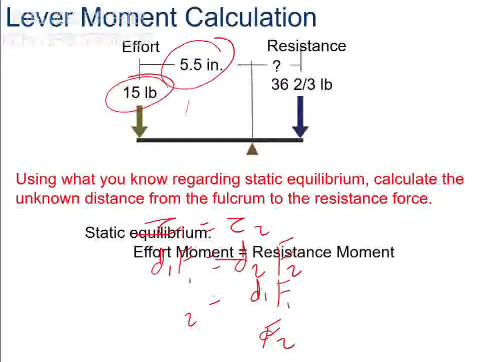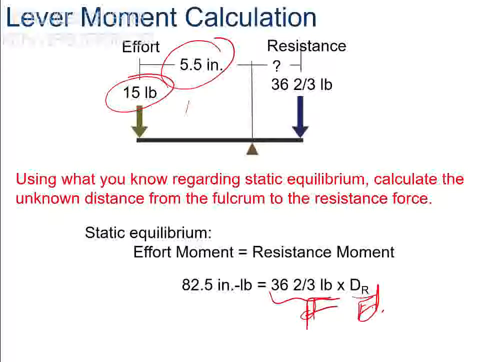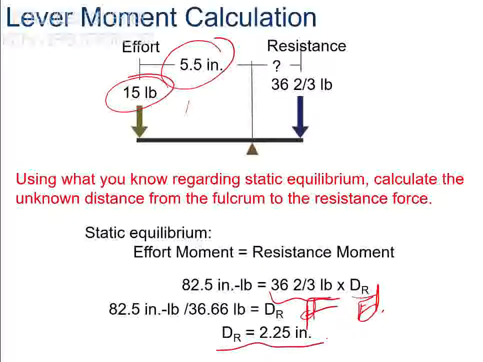As you see, static equilibrium means the moment of effort is equal to the moment of resistance, and the moment of effort is what we calculated before, 82.5 inch lb. For the resistance, this one is the distance d, and this one is the force, and we are asked to determine the distance. Therefore, distance is equal to 82.5 inch lb divided by 36.66 lb, and finally you get 2.25 inch of distance if they are in static equilibrium.